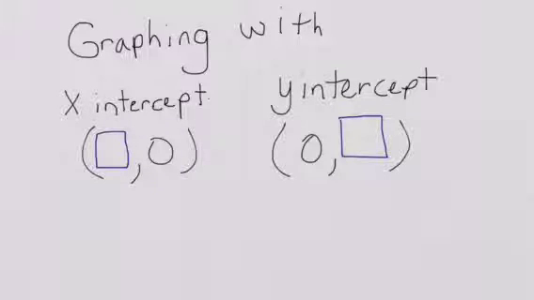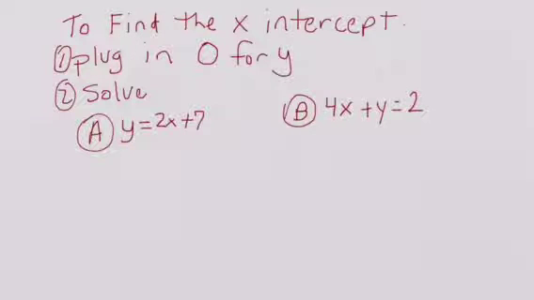Open up your MCT, put today's date on it, title it Graphing with X-Intercepts and Y-Intercepts. First thing we're going to do is find an X-intercept. In order to find the X-intercept, you're going to plug 0 in for Y, and then you're going to solve for X. So we're going to start with A.